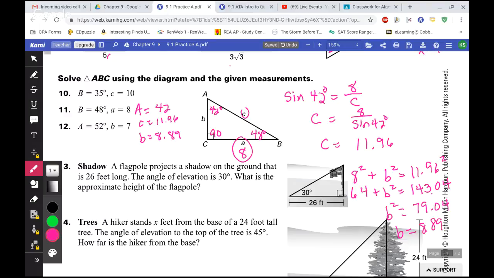So those are your measurements for number 11. A equals 42 degrees. Little c, or side c, or hypotenuse, is 11.96. And B is 8.89.